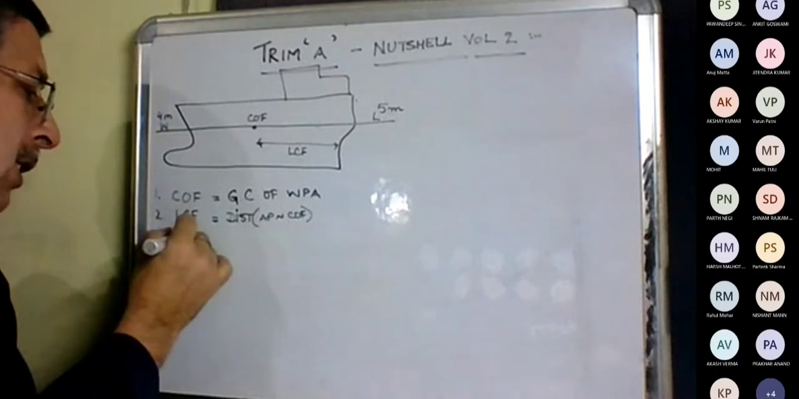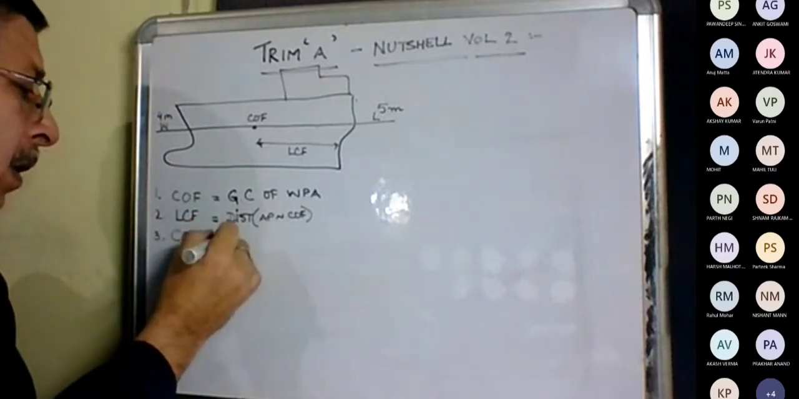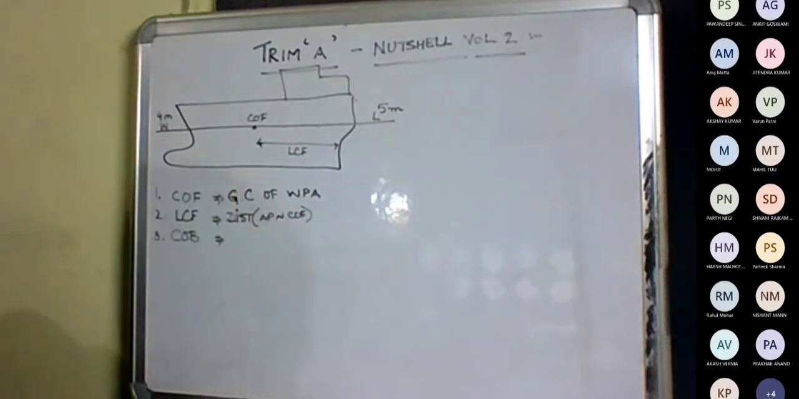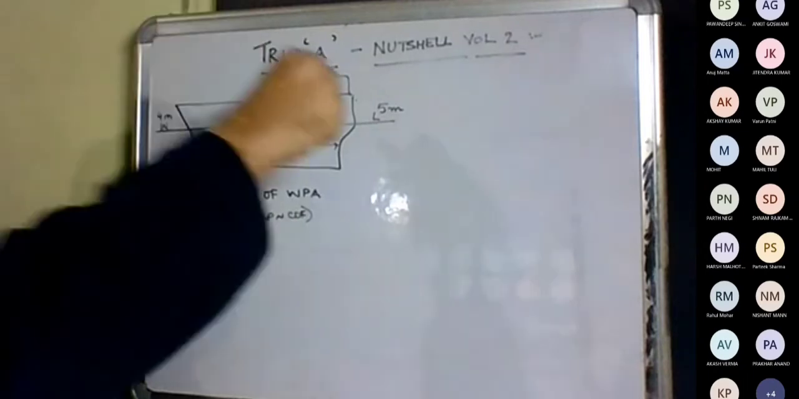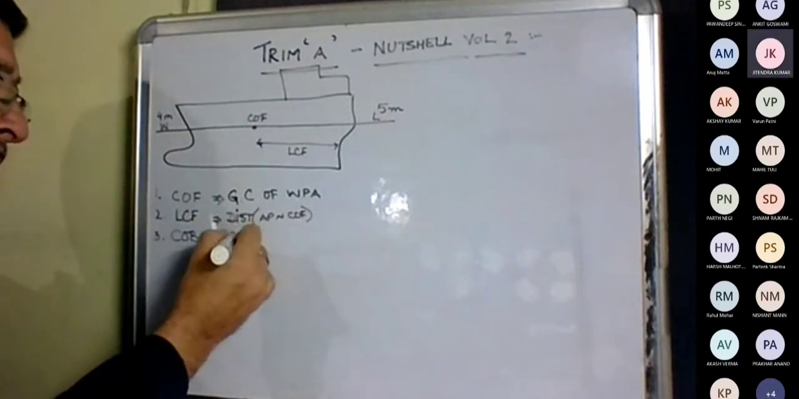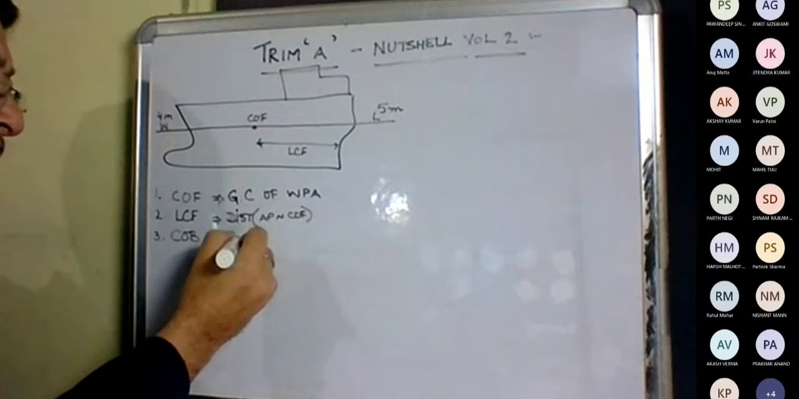How do you define center of buoyancy? It lies on the geometrical center of the ship, sir. Again, not a correct definition. I want a precise definition. Come on. Sir, the center of mass of the displaced water.